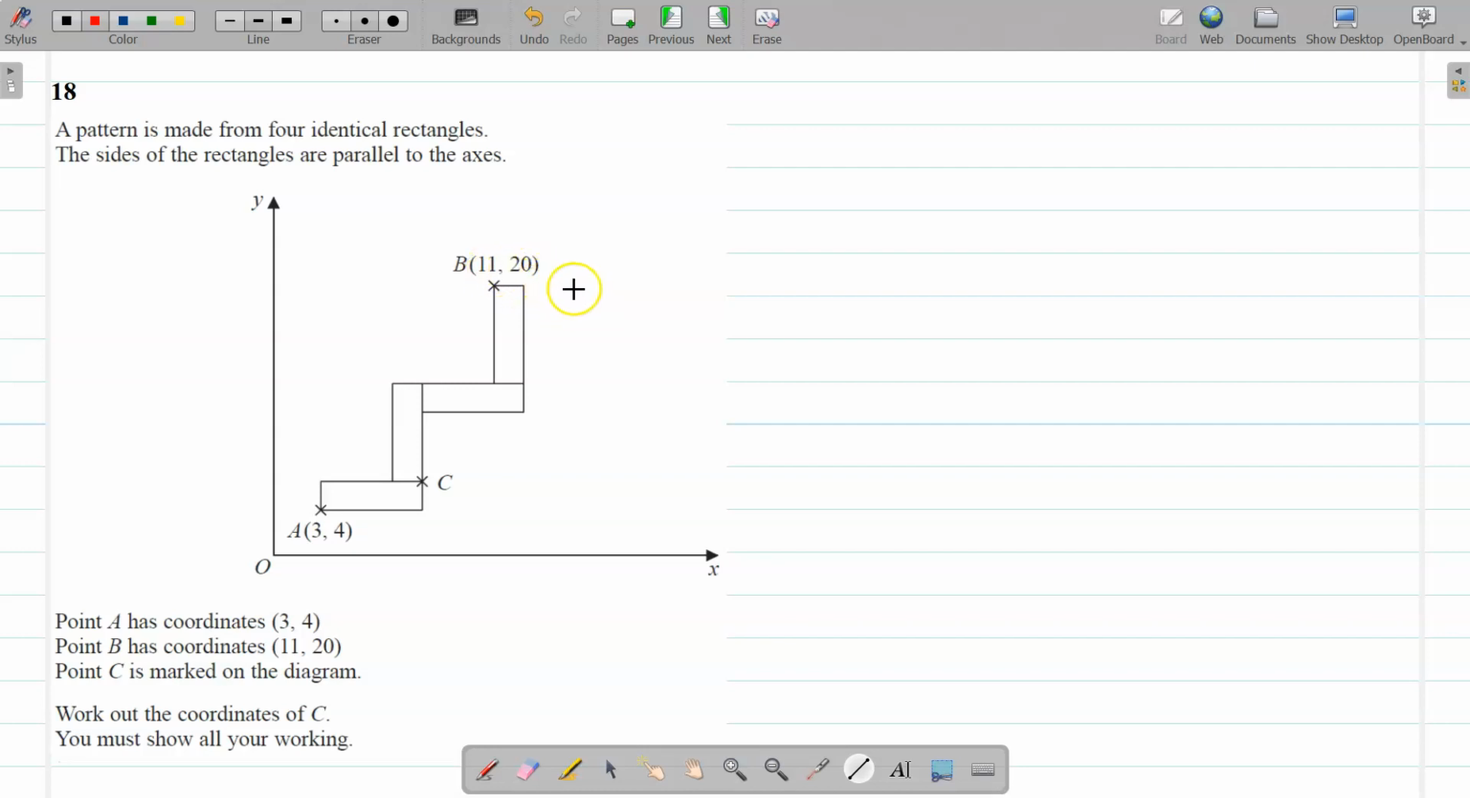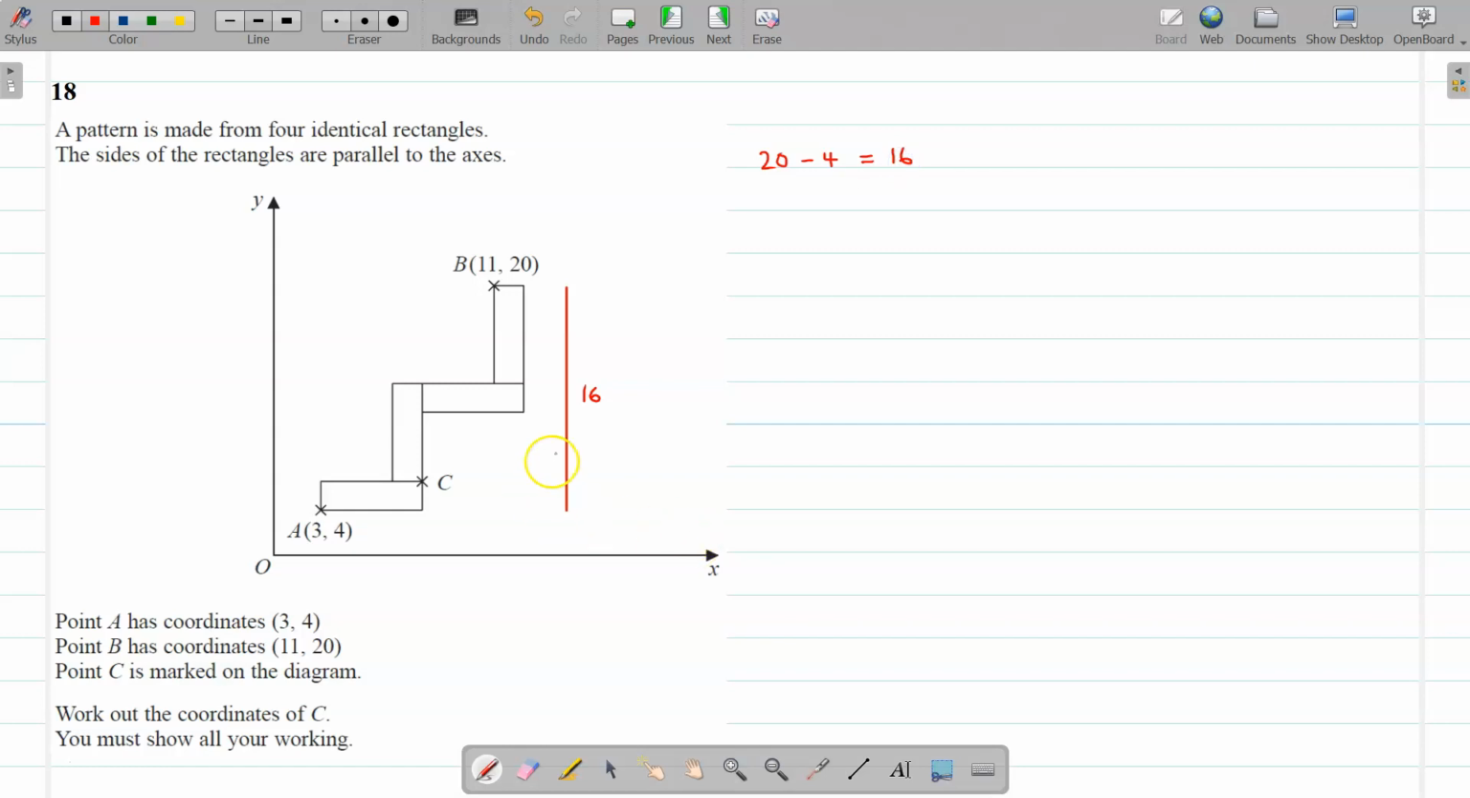So I'm first of all going to look at the total height of the diagram and recognize that A is at 4 and B is at 20. So the vertical height of this diagram is actually 16. That's 20 minus 4. So I'm just going to write that on there, 16. And I'm just going to write here my working for that. 20 minus 4 is 16.